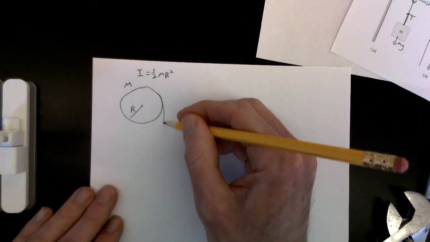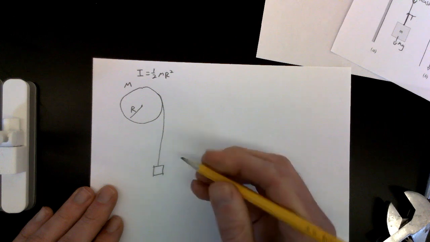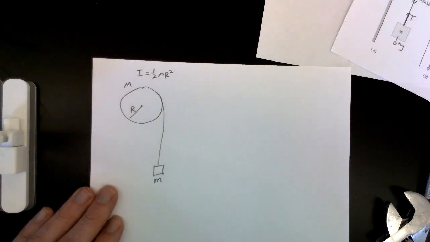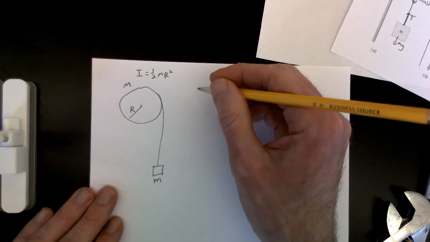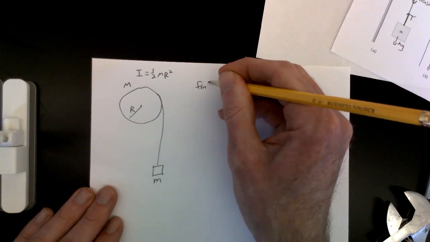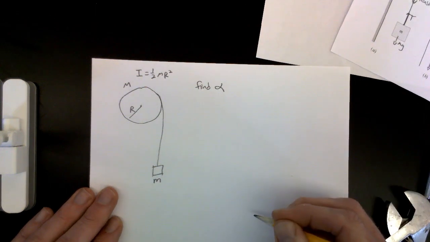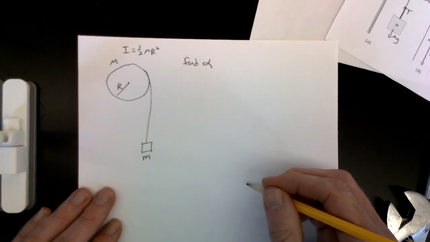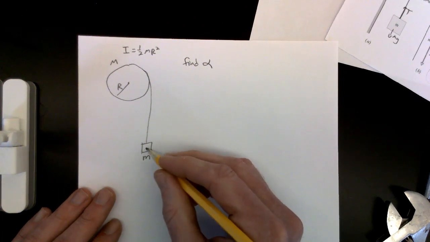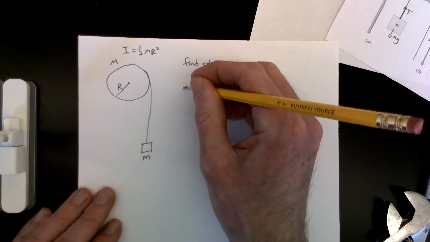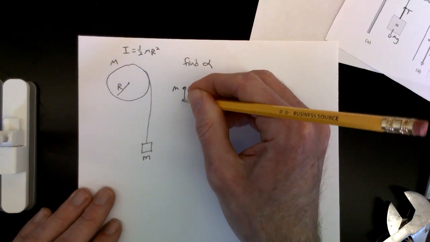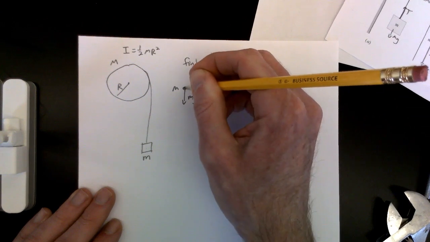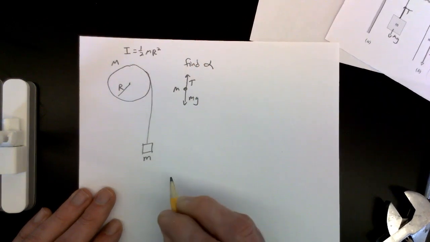We're going to have a string that's attached here that's hanging down. We're going to make this hanging mass have a little m for its mass right there. And then what we're trying to do is find the angular acceleration, and we're going to find this just in terms of variables and nothing else. So it's pretty interesting to think about how we're going to do this. First of all, we're going to draw a free body diagram for this mass right here. So there's your mass m, and we've got mg going down, and we've got tension going up.